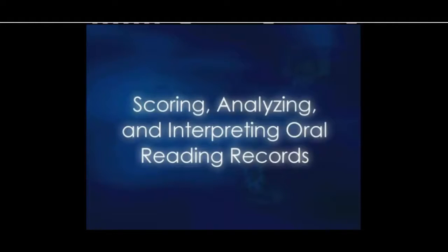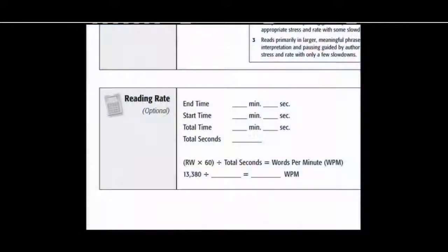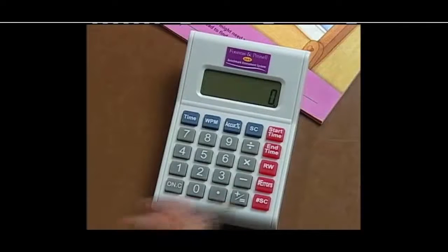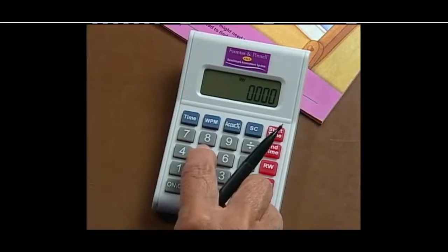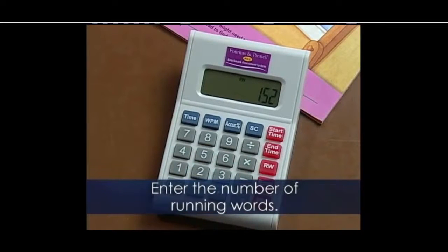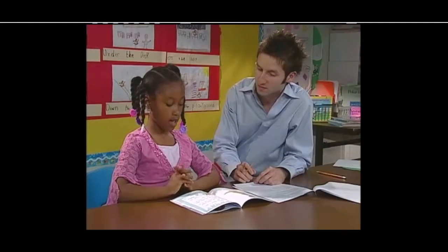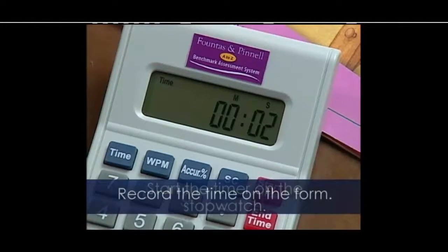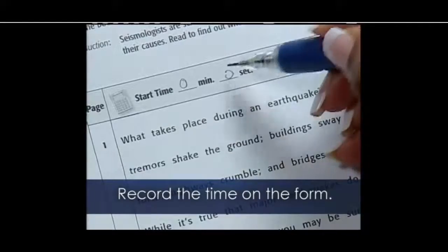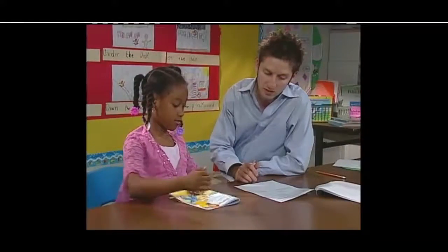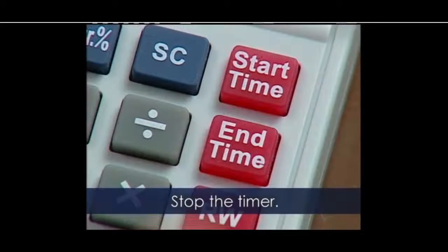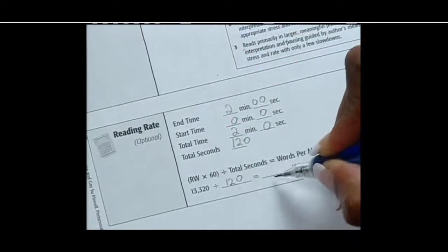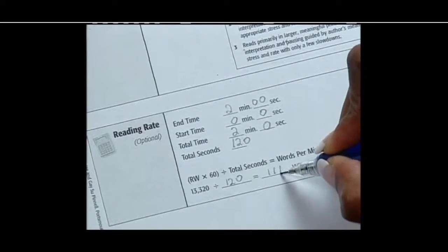Scoring, analyzing, and interpreting. For levels J and above, you may want to measure reading rate. If you are using the F&P calculator stopwatch, enter the number of running words before you start the reading. After your introduction, the child will start reading, and at that time, start the timer on the stopwatch. Or you can record these times on the form. When the child reaches the end of the oral reading, stop the timer. The calculator will give you the reader's rate in words per minute.